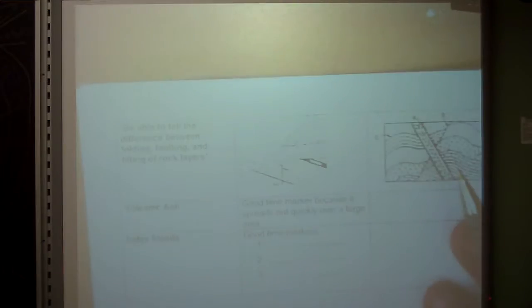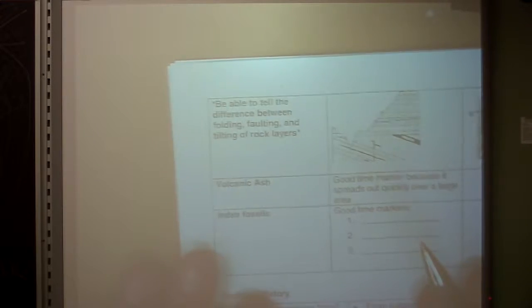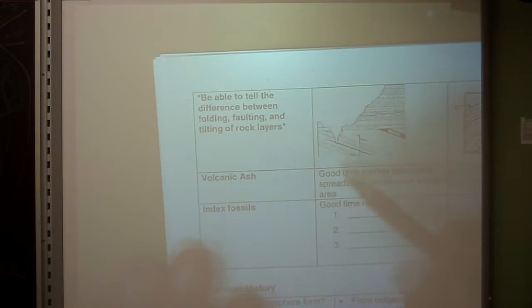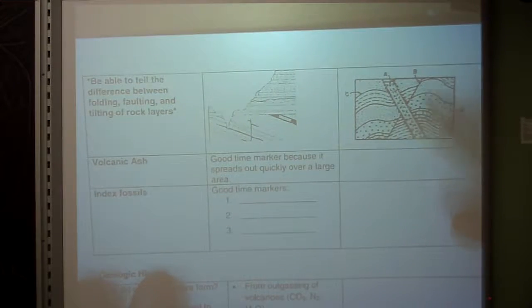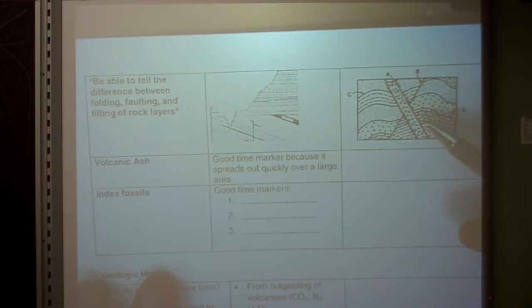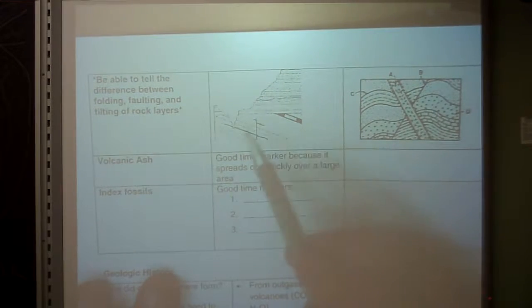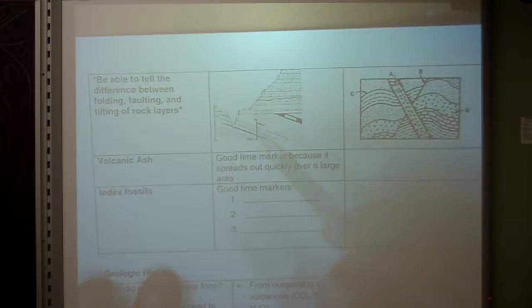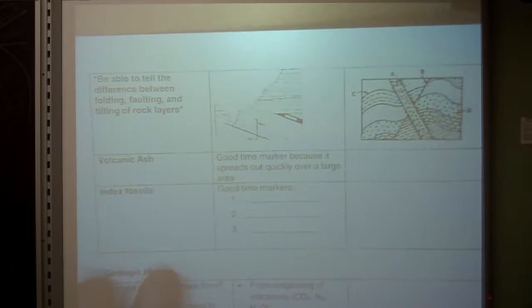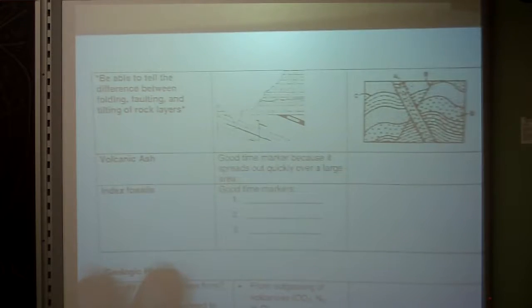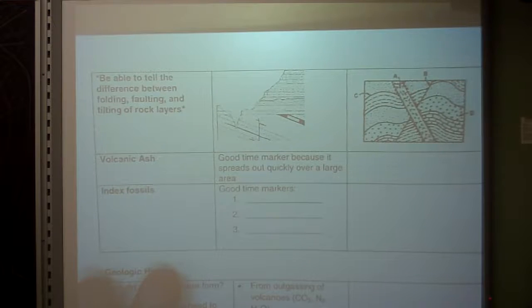All right, be able to tell the difference between folding, faulting, and tilting. So a fault, let's see what we got here. A fault is when one side goes up, the other one goes down. Here's an igneous intrusion. Folding's like this. And rocks are originally deposited horizontally, so tilting is a sign that crustal motion has happened. Volcanic ash makes a great time marker.